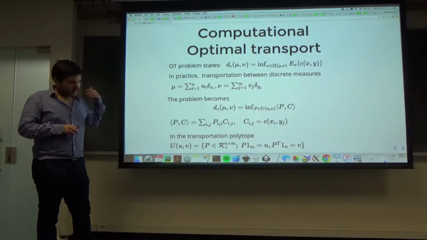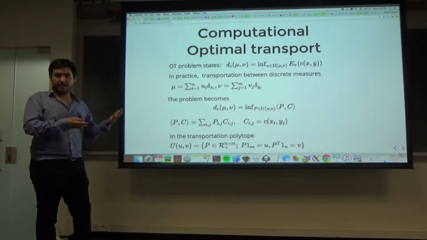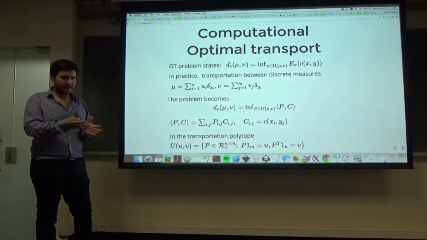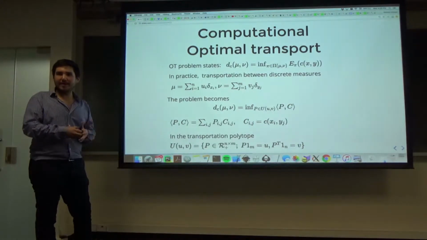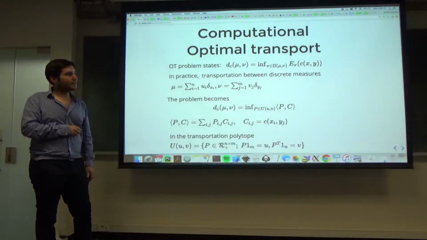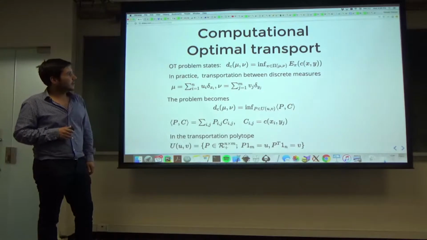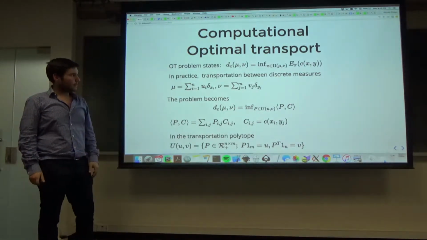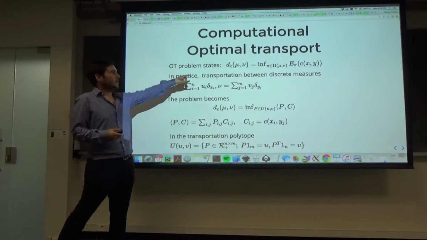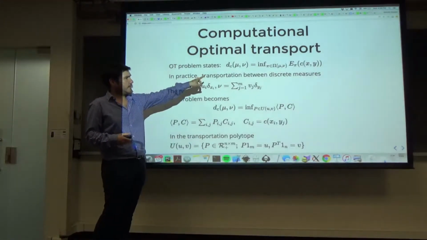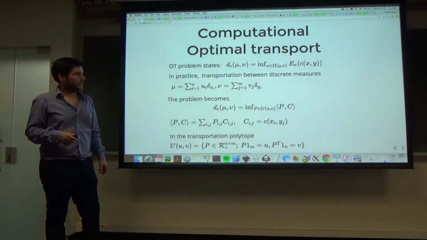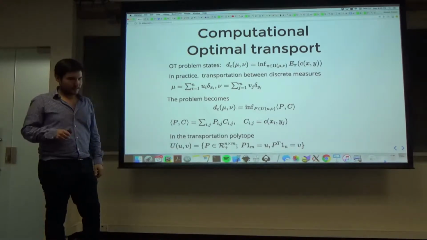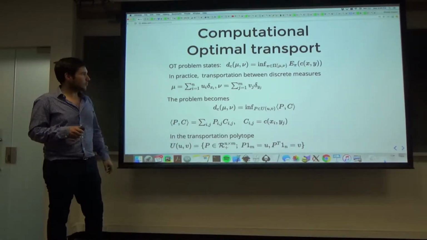Okay, so that was the theory behind it, or the theorems that everyone on the applied side has to know in order to make progress on the computational side. So I'm going to focus now on this problem and the computational aspect, and again we have the problem of minimizing the infimum of a certain expectation with respect to joint distributions in this Pi of mu and nu.